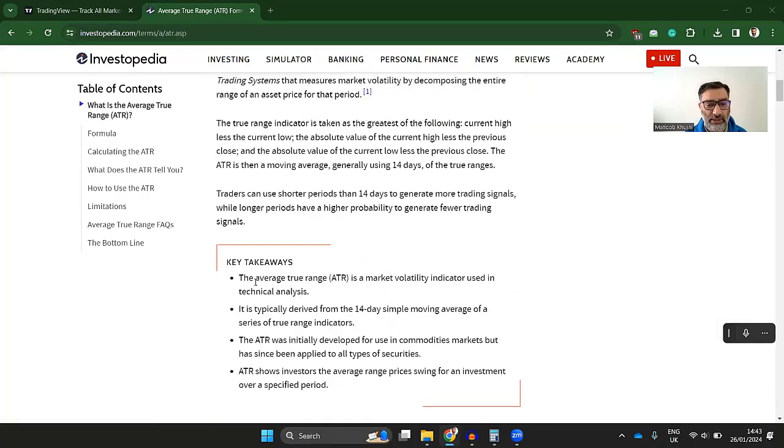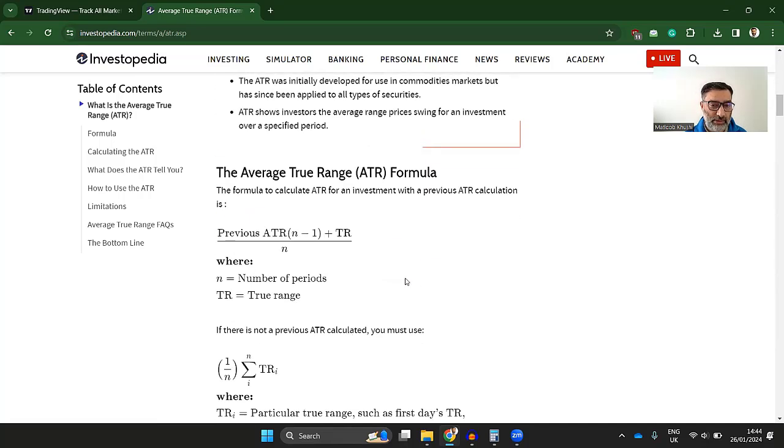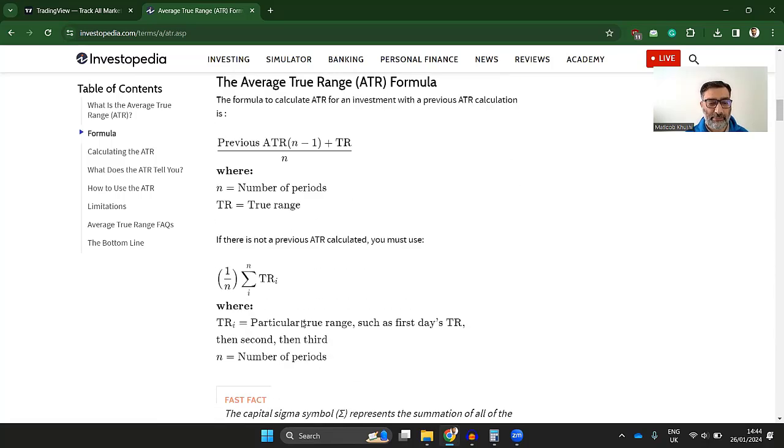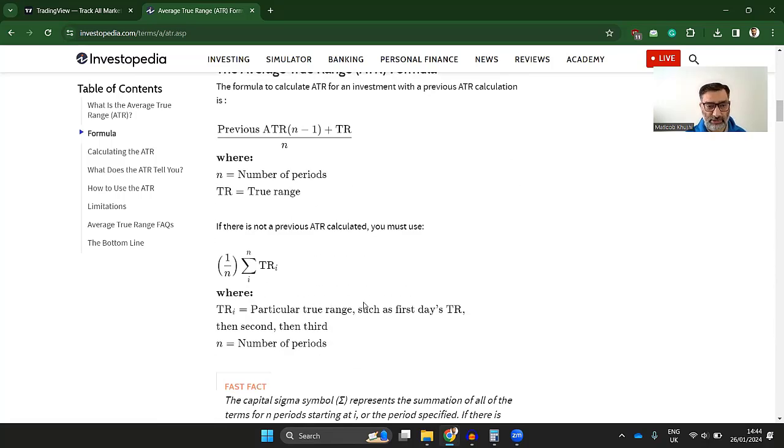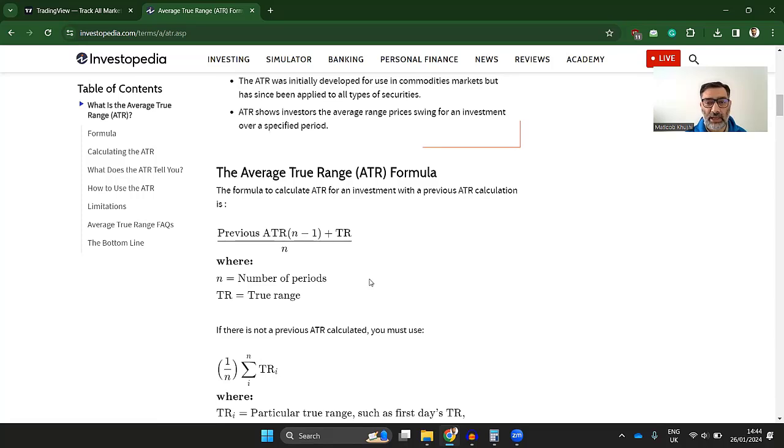Basically what it does, it captures the market volatility. How does it do that? It calculates the true range over a certain period, and the default period is 14 days. So you can calculate ATR easily using Python libraries, or in MetaTrader you have the functions there. So we can go ahead and learn how it works.